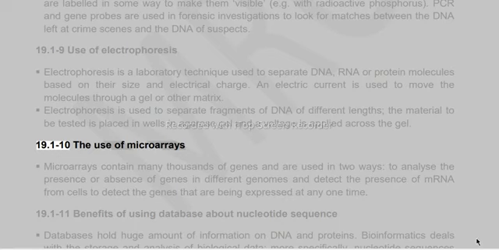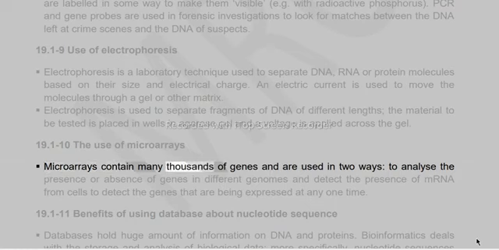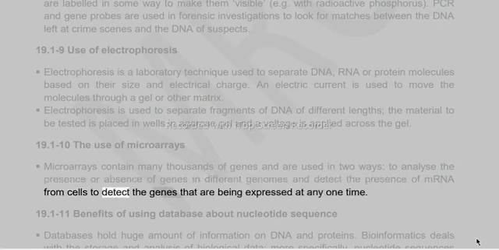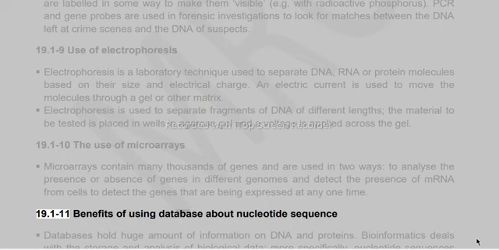19.1-10 The use of microarrays. Microarrays contain many thousands of genes and are used in two ways: to analyze the presence or absence of genes in different genomes and to detect the presence of mRNA from cells to detect the genes that are being expressed at any one time. 19.1-11 Benefits of using database about nucleotide sequence.